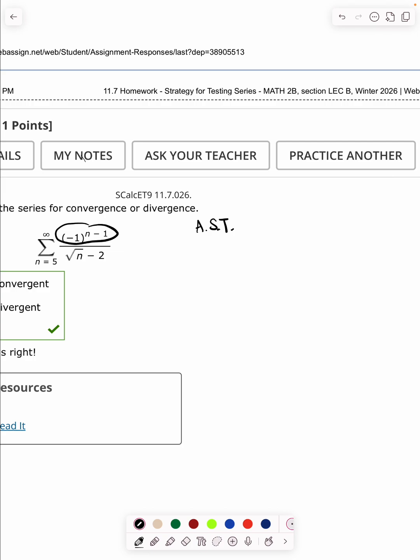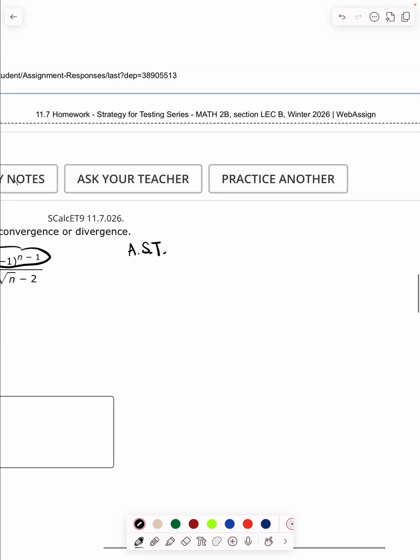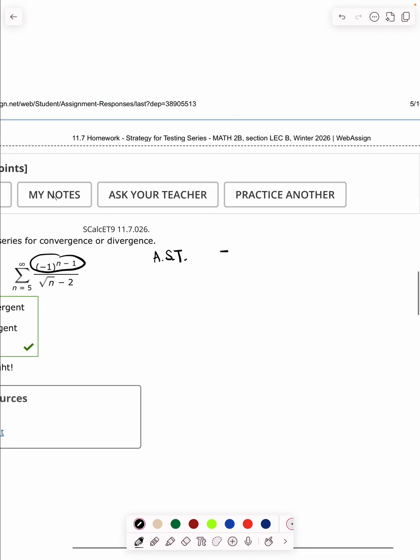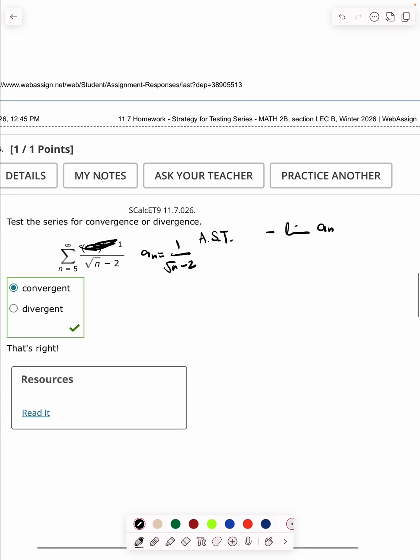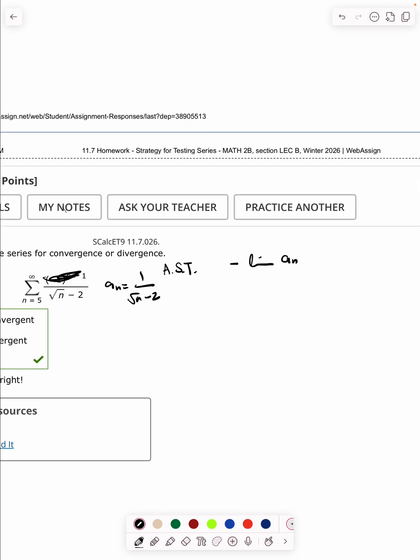So let's see. By alternating series test, I know I have to check the limit of an. Eliminating this, my new an is equal to 1 over root n minus 2. So this is my new sequence that I define. I just took away the negative part.